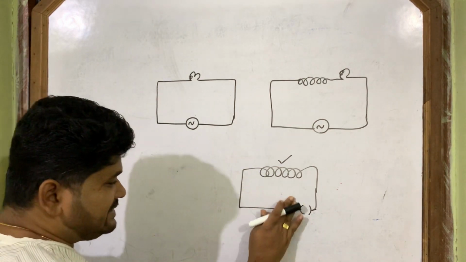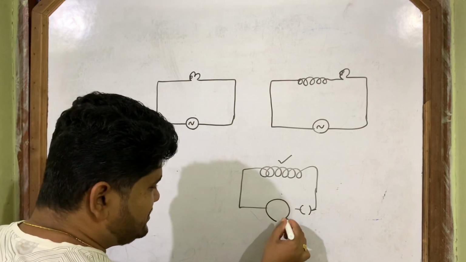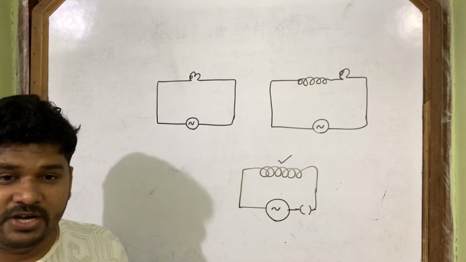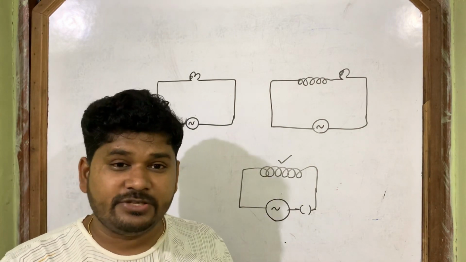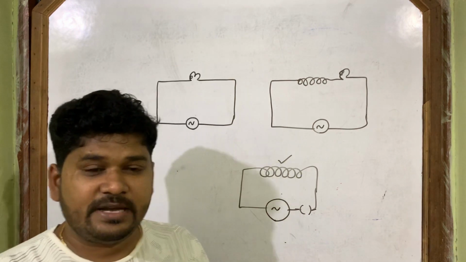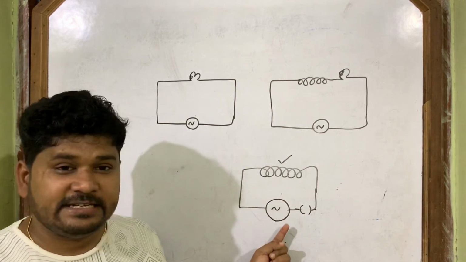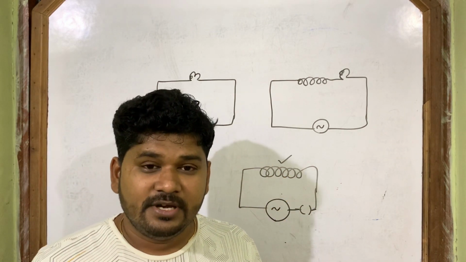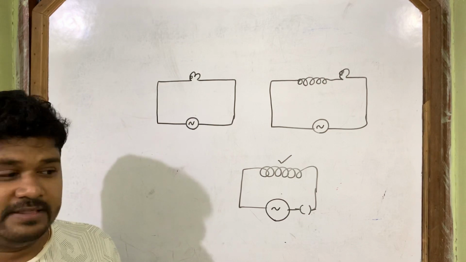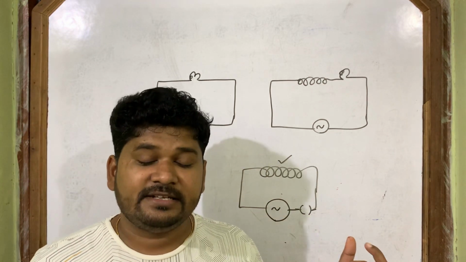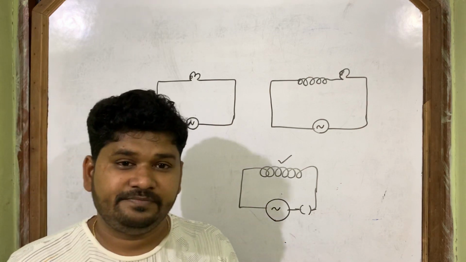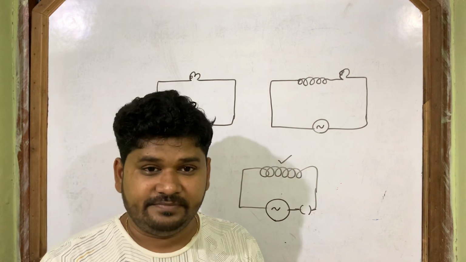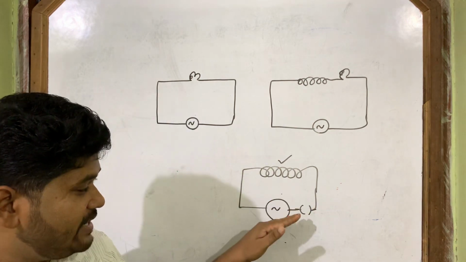But if we replace this DC source by an AC source, alternating current always changes magnitude, it always increases and decreases. As the current always increases and decreases, this inductor always opposes. The inductor becomes always active. With DC, it is active at the time of switch on and switch off, but when AC is connected, the inductor is always active.